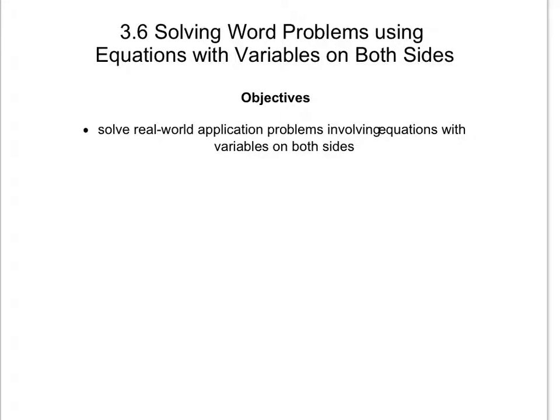Okay, this is Unit 3, Lesson 6. Now we're solving word problems using equations with variables on both sides. So we're taking our last lesson and applying it to some word problems here. You got your objectives there? Let's go ahead and get started.